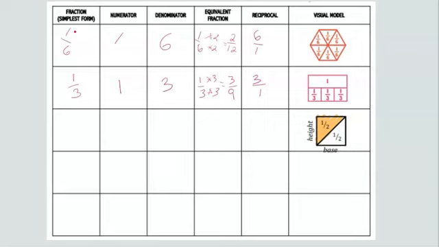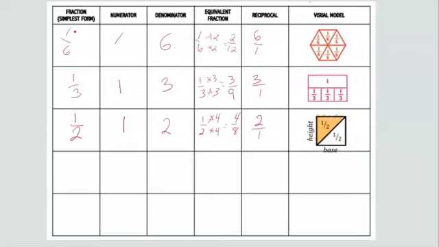Our next fraction is 1/2. So our simplest form, again, is 1 over 2 because 1 and 2 both have a GCF of 1. The numerator, again, is 1. The denominator is 2. 1/2, I'm simply going to multiply both numbers by 4. This would give me 4 over 8 as an equivalent fraction. The reciprocal is 2 over 1 because the denominator becomes the numerator and the numerator becomes the denominator.